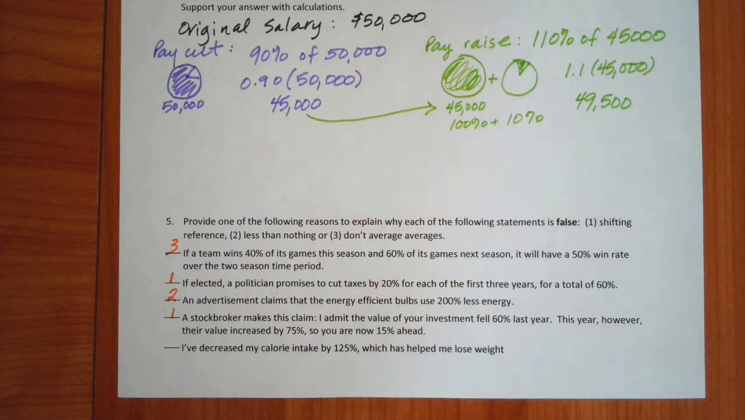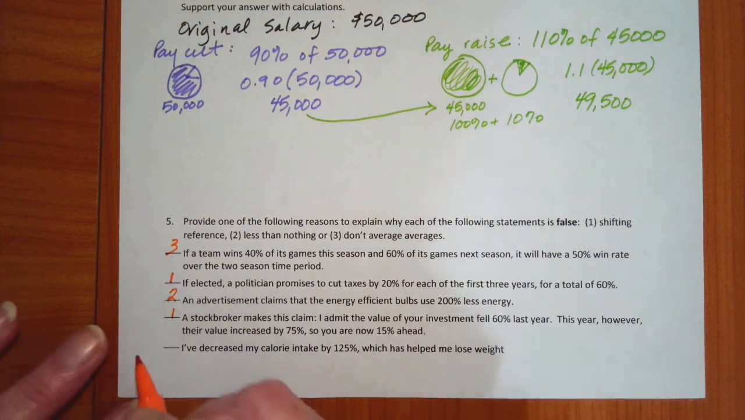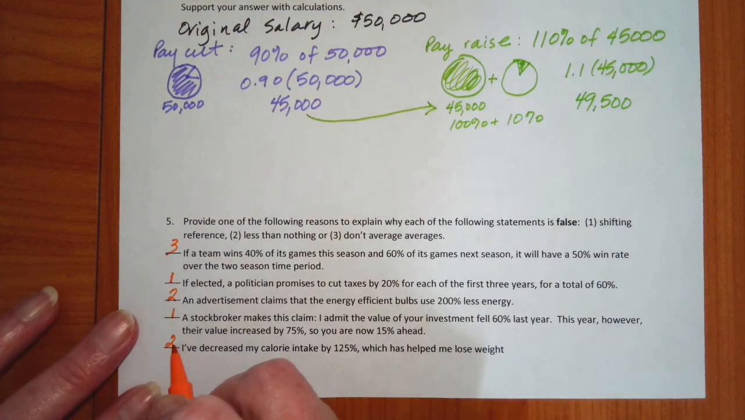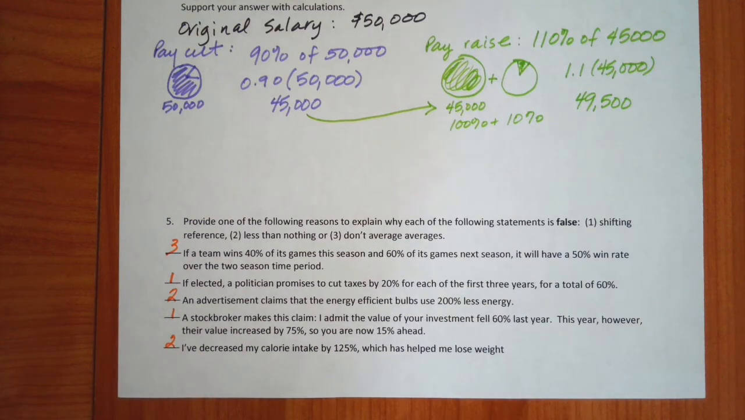I've decreased my calorie intake by 125%, which has helped me lose weight. Yeah, you can't do that. The most you can reduce your calorie intake is by 100%, which means you're ingesting no calories at all. You can't ingest fewer than 0. Okay, so that talks about abuses of percents.